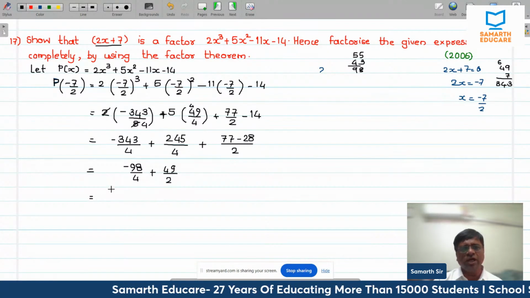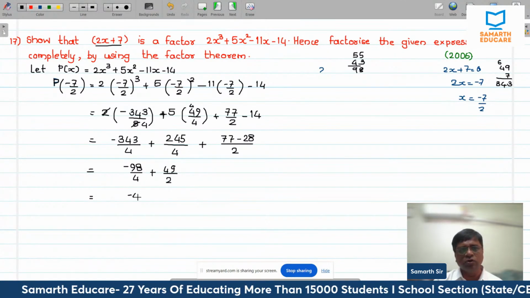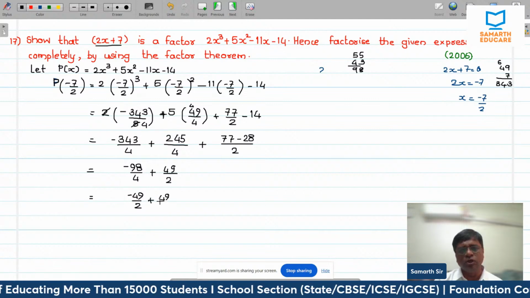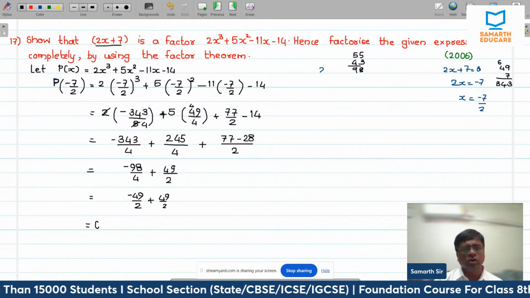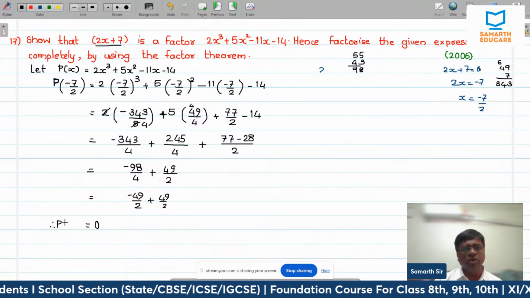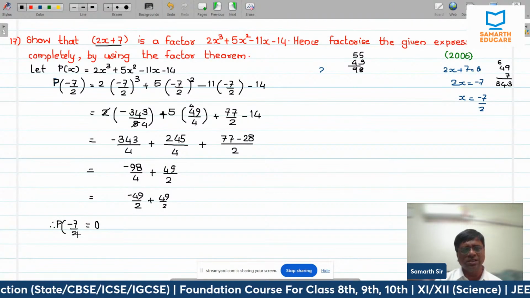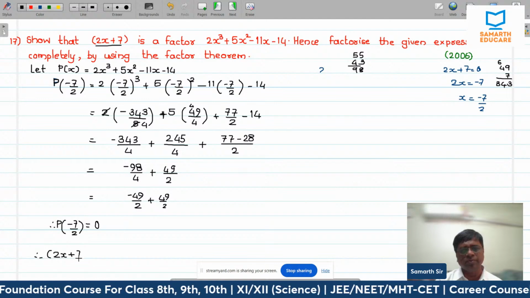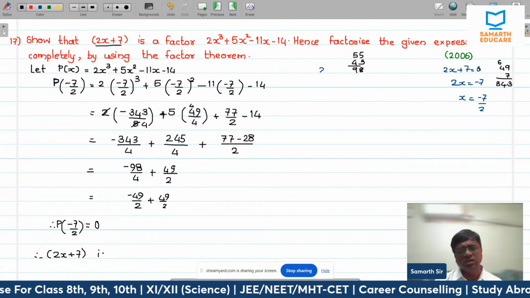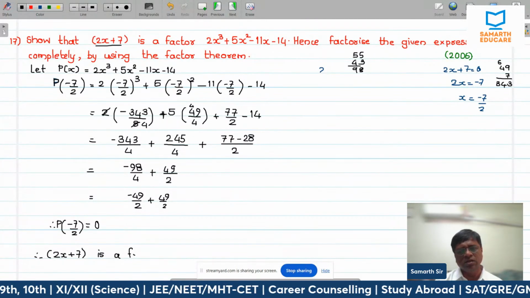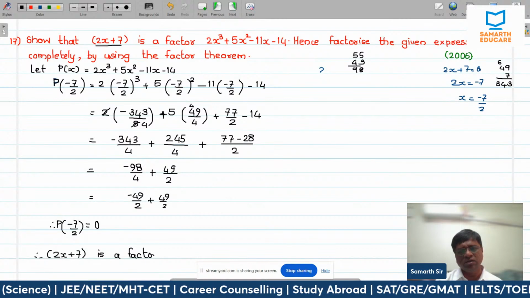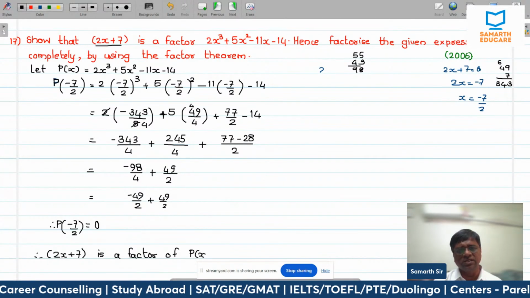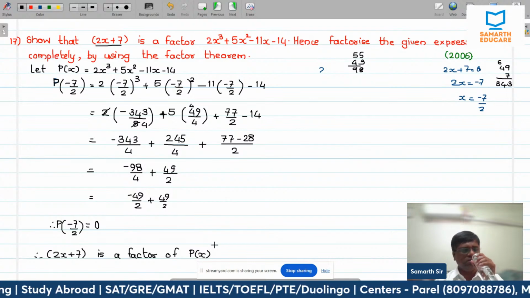Now if you observe, 98 upon 4, divide by 2, so minus 49 upon 2 plus 49 upon 2 and the answer is 0. P of minus 7 by 2, the answer is 0. That means 2x plus 7 is a factor of P of x. Right? The remainder came as 0.